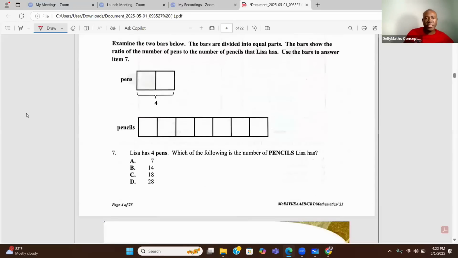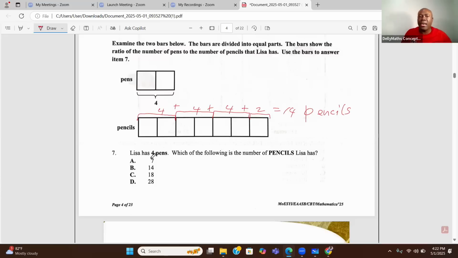All right, let's keep it moving. The next question says here, Lisa has 4 pens. Now, we're observing what's going on here. So these 2 represent 4. Watch this. This is 4. This is another 4. This is another 4. And then half of it is going to be 2. When you add these up, we're talking about 14. And this would have been pencils right there.